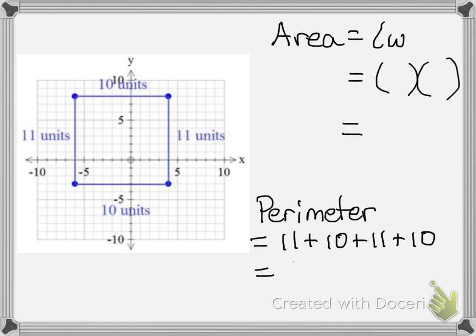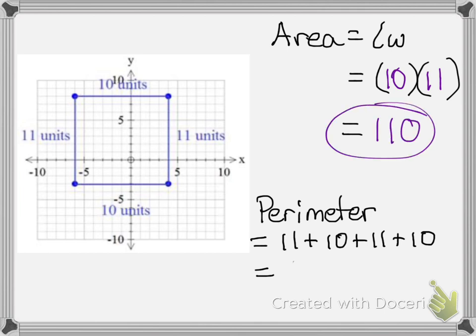Let's look at another example. What if they give you a square? Same ordeal. Go ahead and count on the coordinate plane to get the measurements of each side, but the formulas are different. The area of a square or a rectangle is length times width. So I will be multiplying 10 times 11, which gives me a total of 110 as my area.